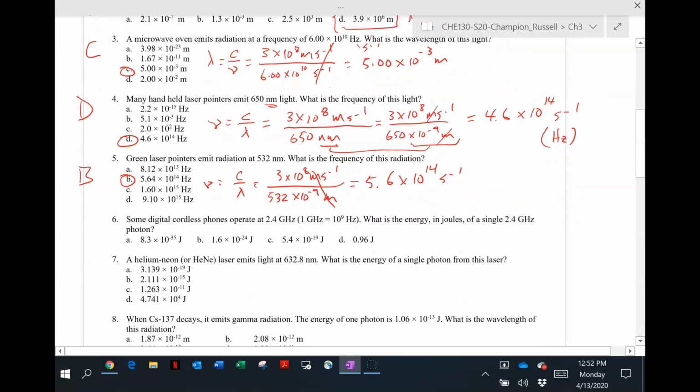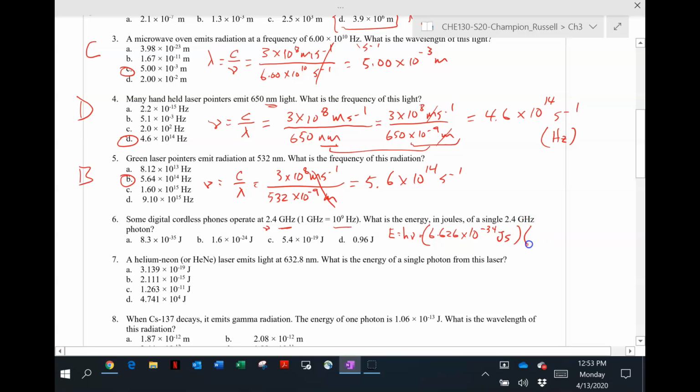Now, looking at 6, we're doing the energy for this, and we're using gigahertz, and knowing that gigahertz is 10 to the 9th or a billion hertz. So we're asked to calculate the energy of that. Gigahertz is, of course, a frequency value, so we're going to use the equation E equals h nu, where h is 6.626 times 10 to the negative 34th joule seconds. That's a constant, Planck's constant.